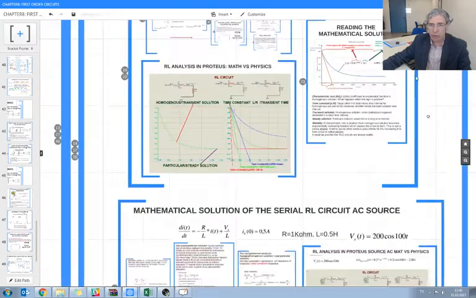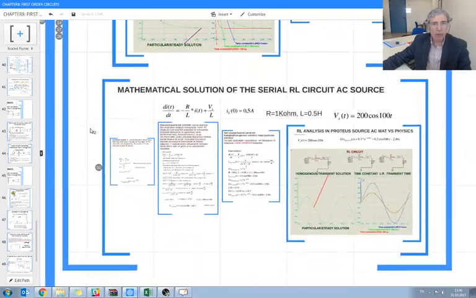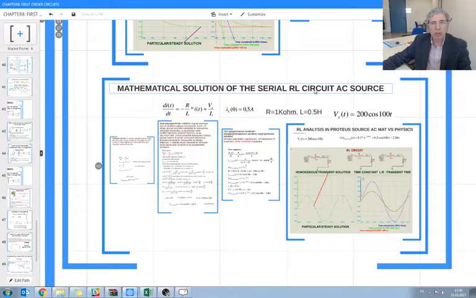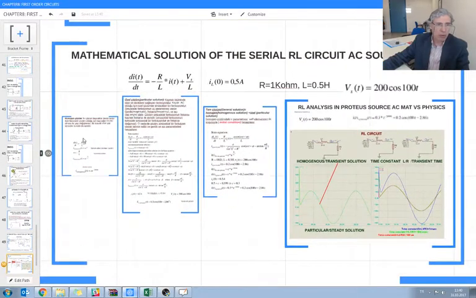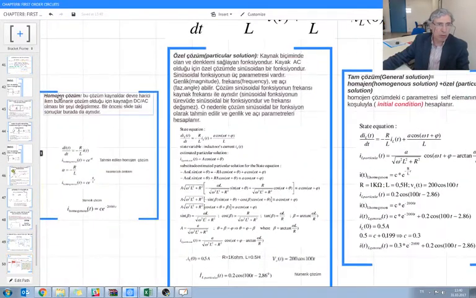So here you are. That's the mathematical solution of a serial RLC circuit with AC source. The previous one was DC source driven. Now this is AC source driven. So what we are going to do in general, we are going to find the particular solution and the homogeneous solution first, as we do it in differential equation courses.